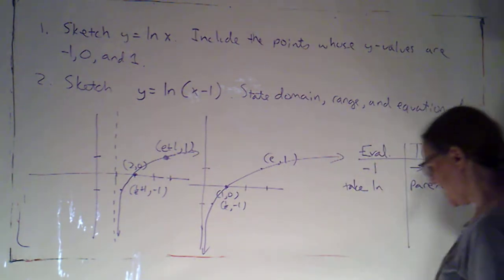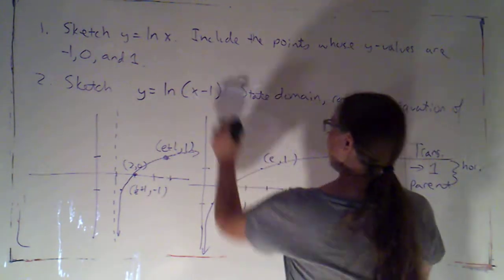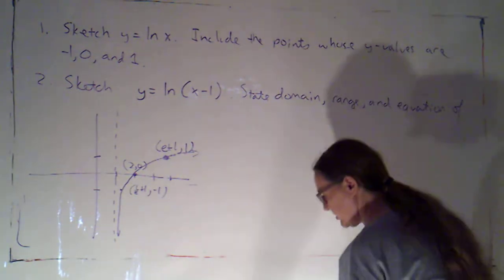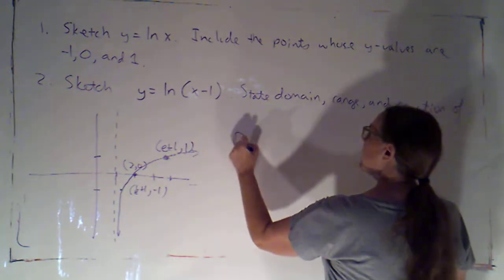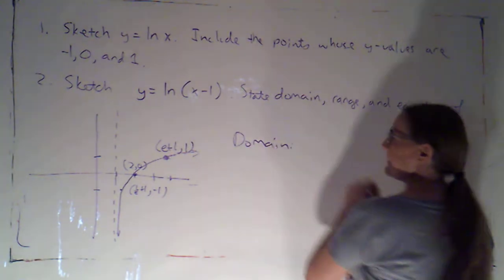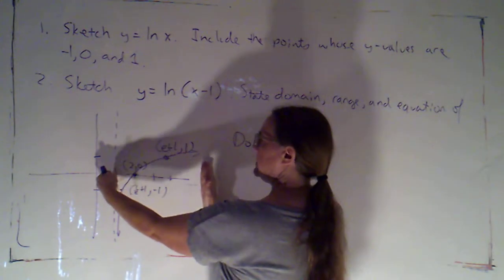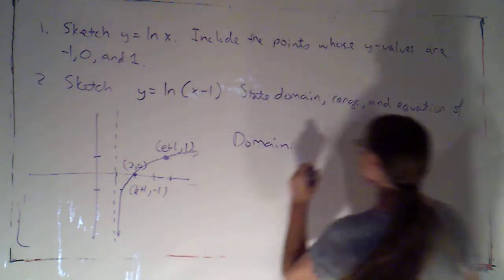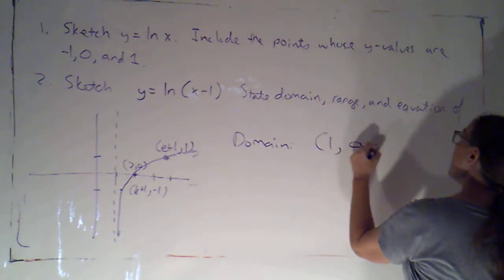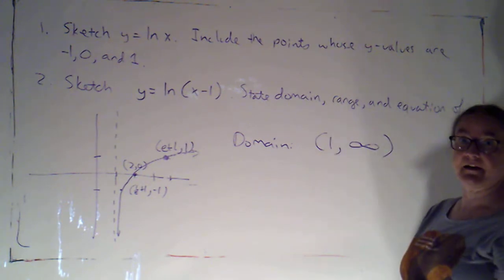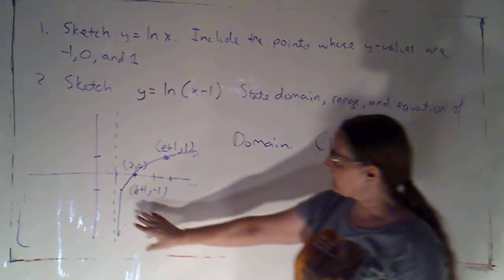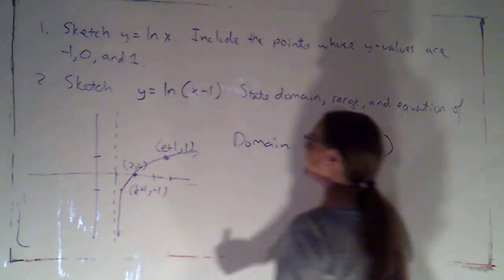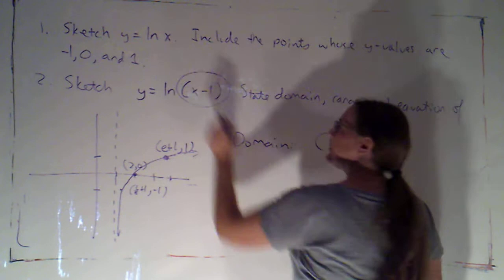All right. So, let's see, we were asked to then state the domain, the range, and the equation of the asymptote. So my domain, well, if I take a look, it looks like it's everything to the right of 1 now, instead of everything to the right of 0. So that would be from 1 to infinity. Now here, I got that from looking at the graph, because I had shifted things so that this was where we started. I could also get that from the formula.